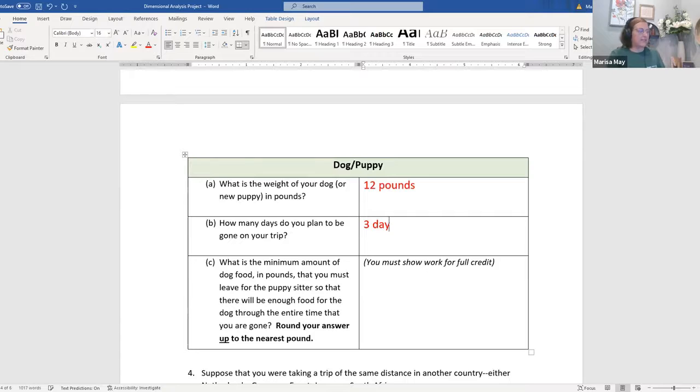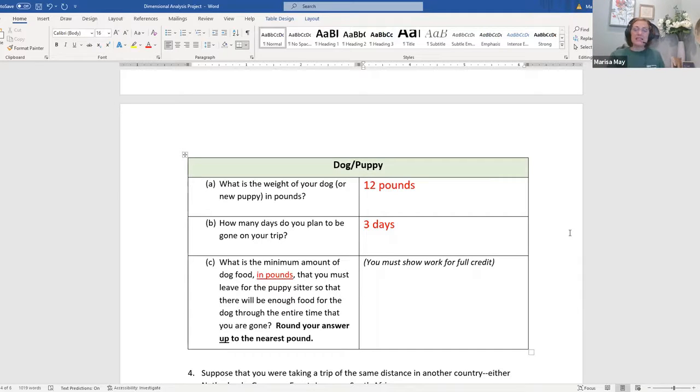Now, we want to know, C is probably the most calculations you will do, okay? So we want to know what is the minimum amount of dog food in pounds that you must leave for the puppy sitter, so there'll be enough food for the dog for the entire time that you are gone. Okay, so I've got several calculations to make in this one box. So follow along with me as I make the calculations.